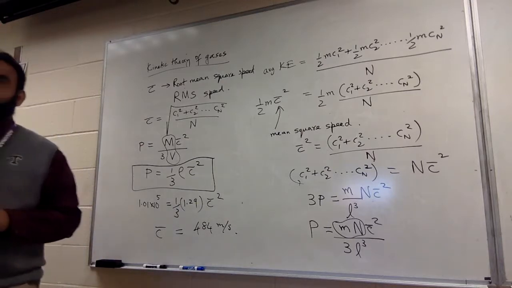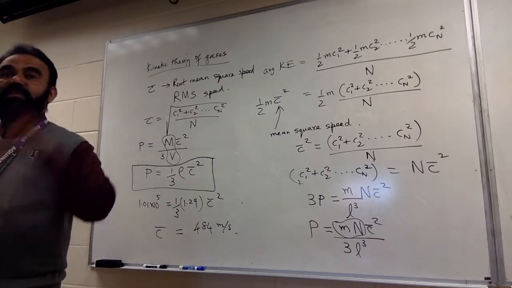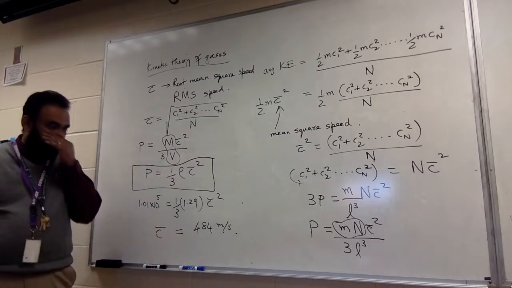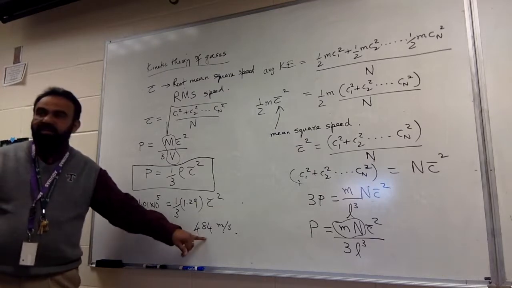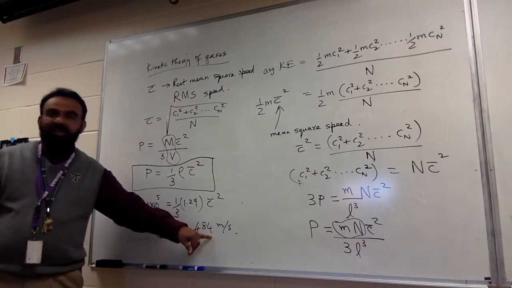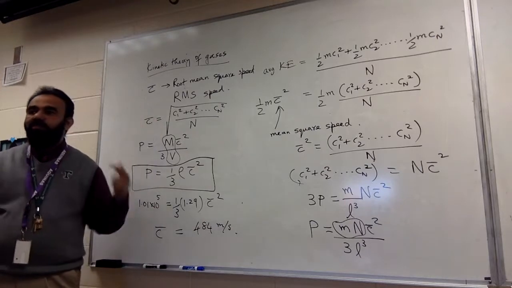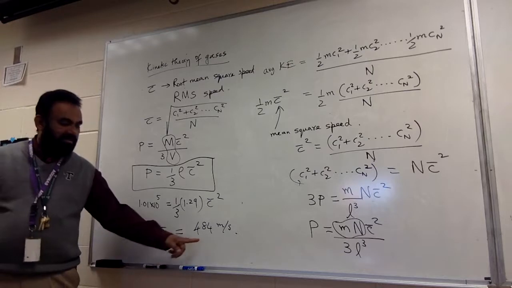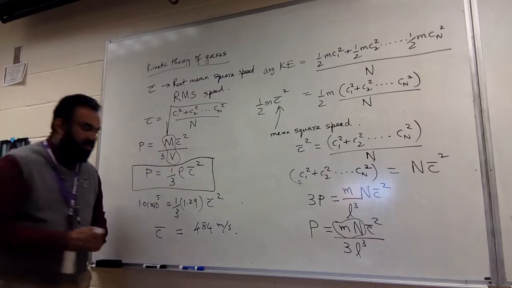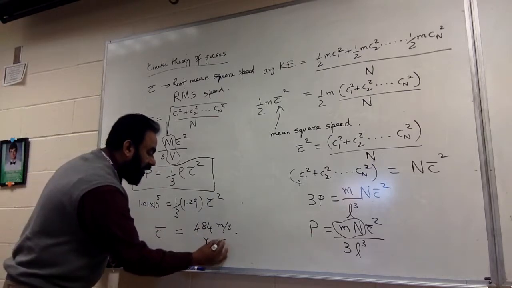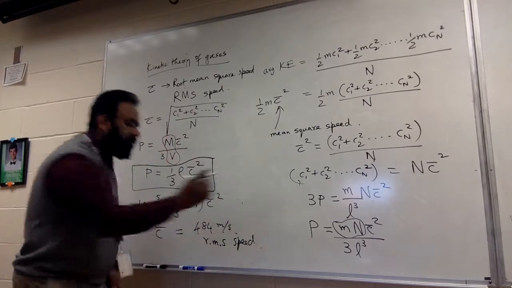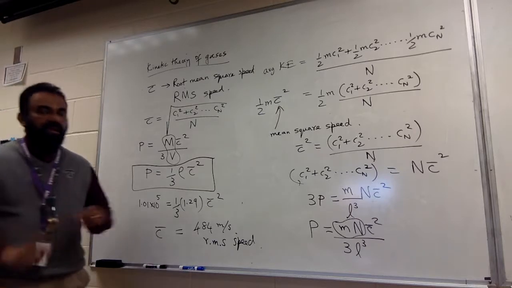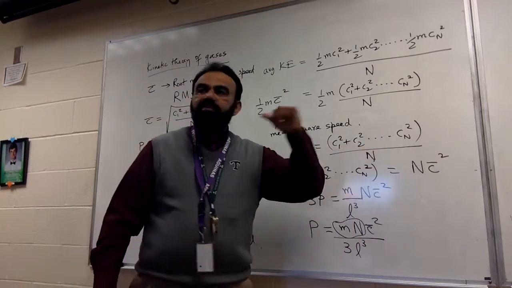So the atoms in this room are now moving with a root mean square speed of this. This is the root mean square speed. Although we say that it's moving at 484 meters per second, probably there's not one of them moving at that speed. You understand? 484 is the RMS speed. It is not the individual speed. Individually they are going at different speeds.